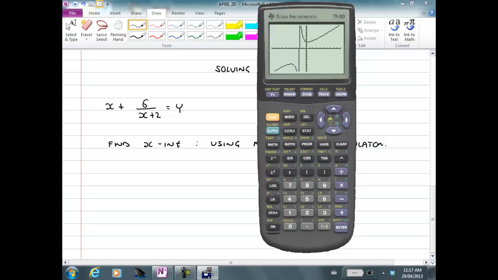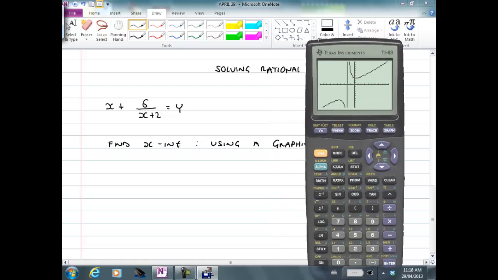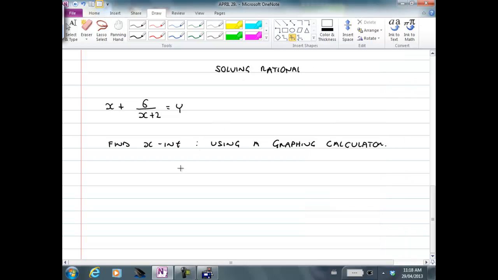So the question is, where is the x-intercept? I'm going to pause it. So if I look at my graph, first of all, I'm going to ask you to highlight a few key things. Let's draw a rough sketch right now of what you have. So draw a rough sketch of what you have on the TI-83.